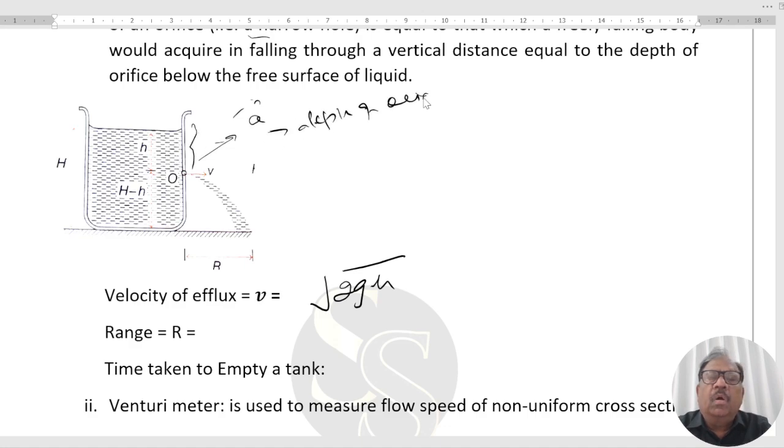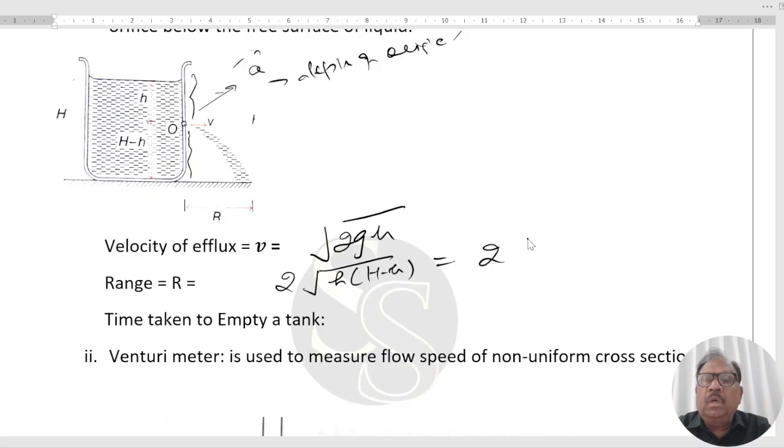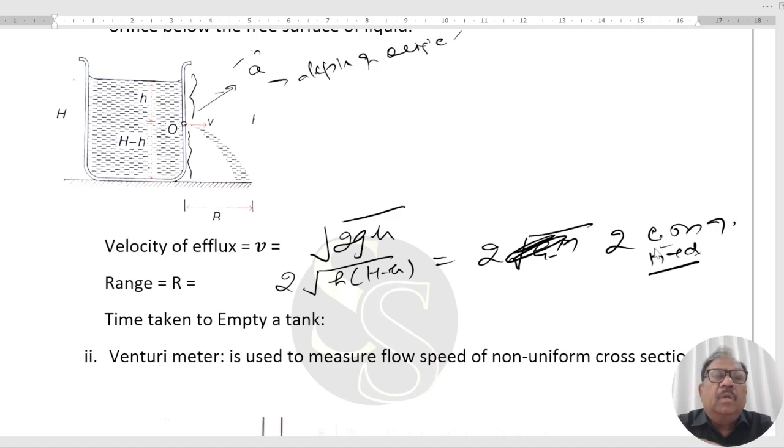Depth of orifice. This distance is another. The range is given by 2 under root h(H minus h). That is twice the under root geometric mean, twice the geometric mean of height and depth. Height and depth, this is one, this is the other. The geometric mean of this distance and this distance is the range.